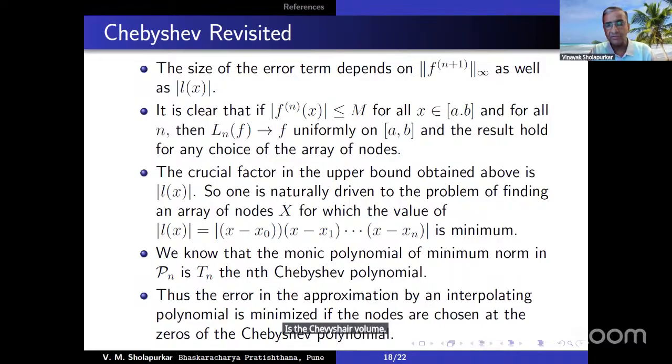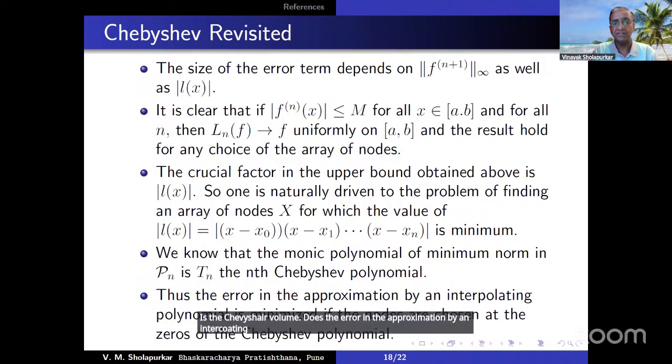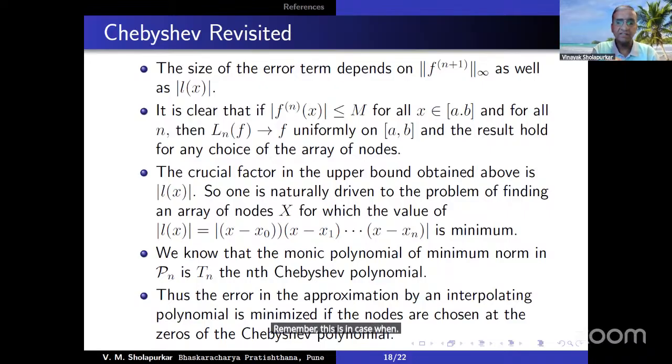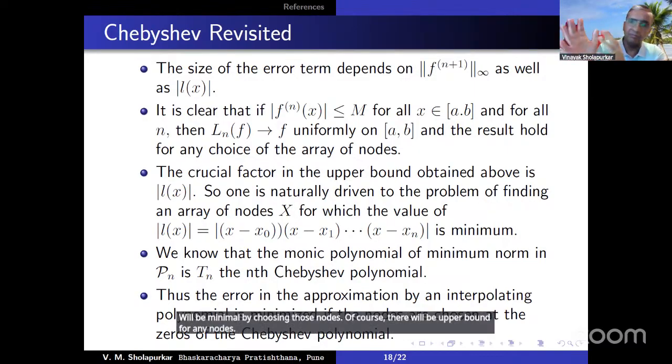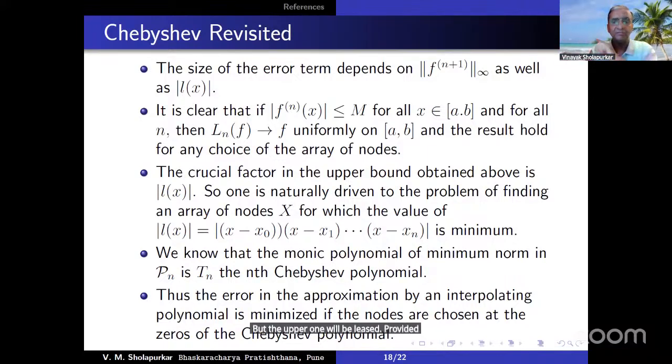Thus, the error in the approximation by an interpolating polynomial is minimized if the nodes are chosen at the zeros of the Chebyshev polynomial. Remember, this is in the case when the function has continuous n plus 1 derivatives. If you choose nodes as Chebyshev nodes, then the error term, that is the difference between fx and lnf, will be minimum. Of course, there will be an upper bound for any nodes, but the upper bound will be least provided you choose the Chebyshev nodes.